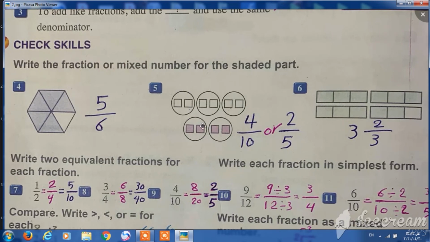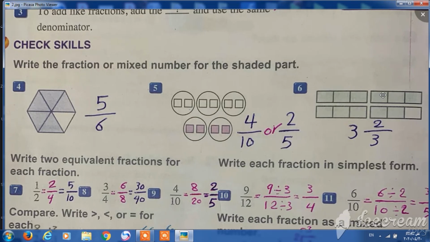And you can write a simple fraction for this picture by counting the circles we have. The first time we count these circles, they have colored squares. We have 2 circles. Write it in the top of the fraction. After that, count all the squares we have, 5 squares. Write 5 in the bottom of the fraction.